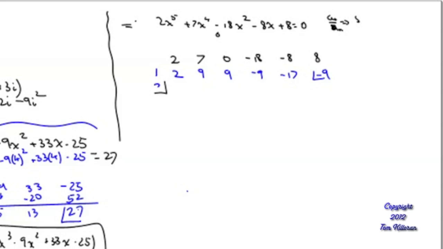2, drop the 2. 2 times 2 is 4, plus 7 is 11. 2 times 11 is 22, plus 0 is 22. 2 times 22 is 44. 44 minus 18.